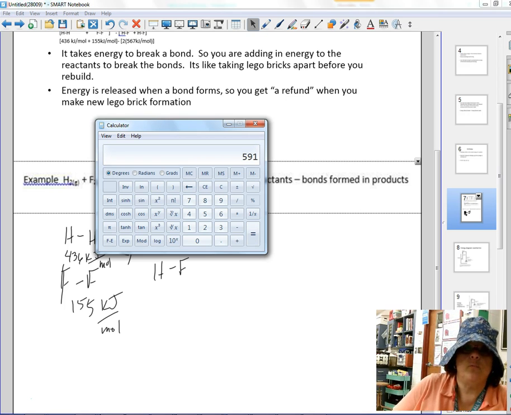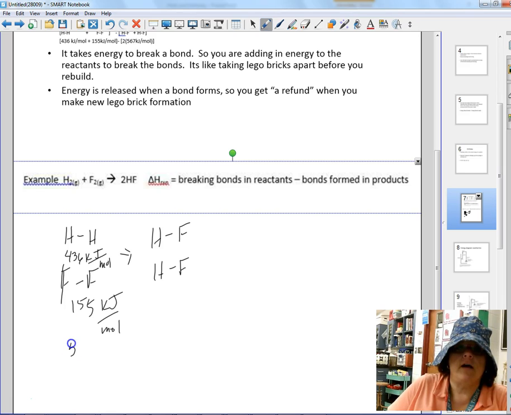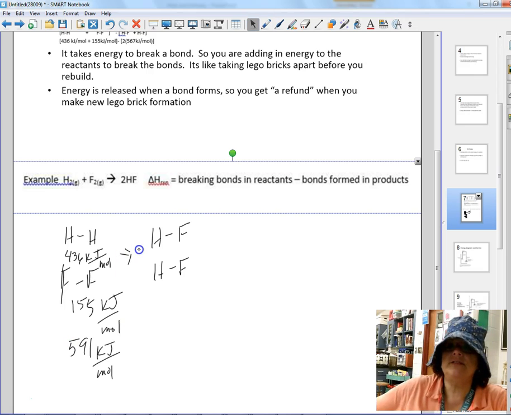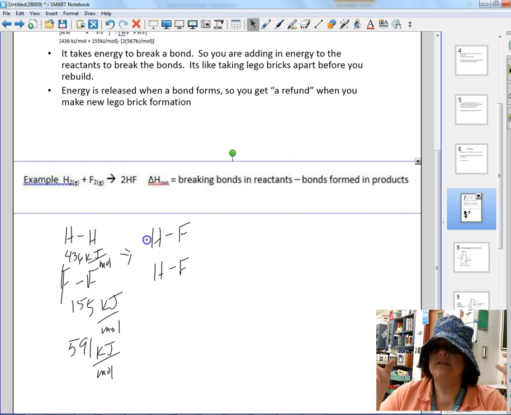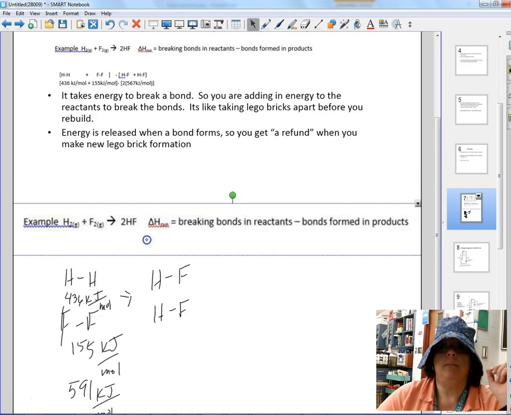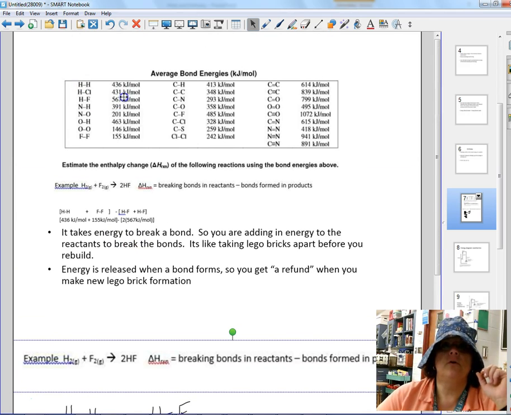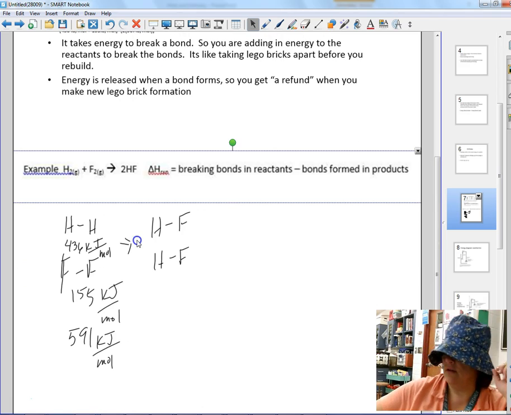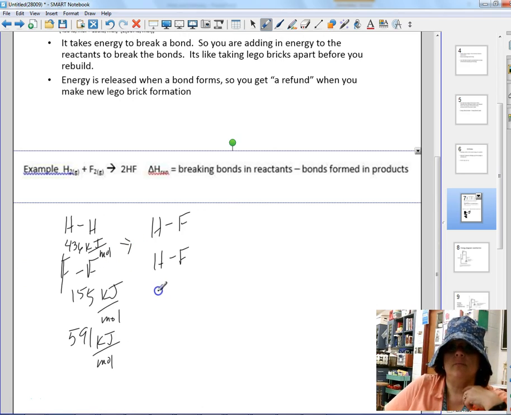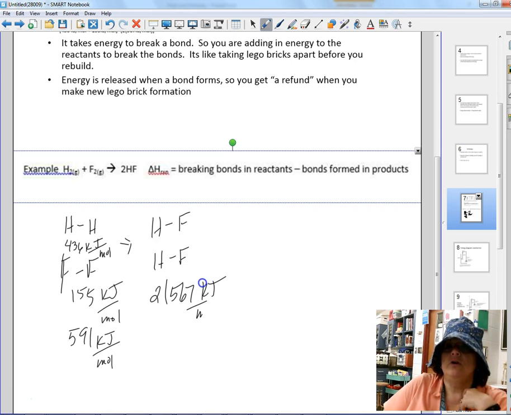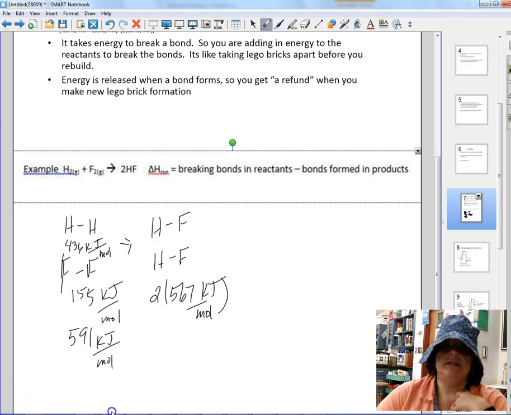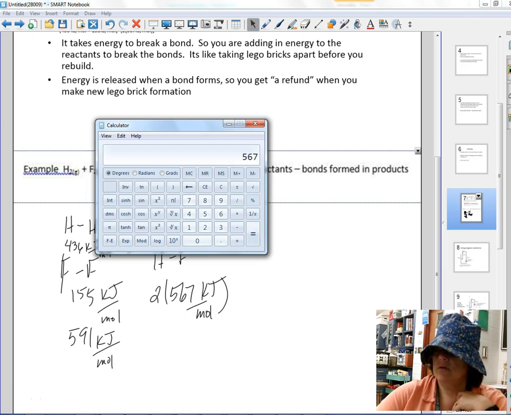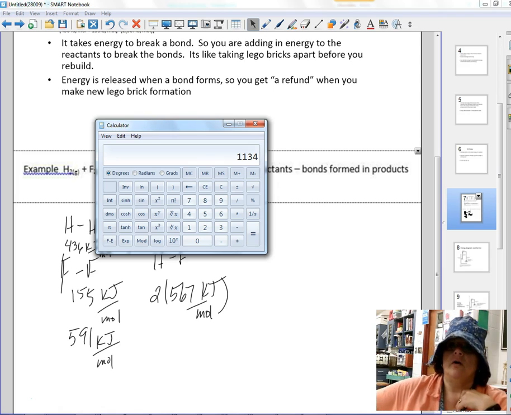591 kilojoules per mole. Okay? Now let's figure out how much energy is going to be released when they realign. Okay? Hydrogen and fluorine, 567 kilojoules per mole. And we have two of them. 2 times 567 kilojoules per mole. 567 times 2. 1134.